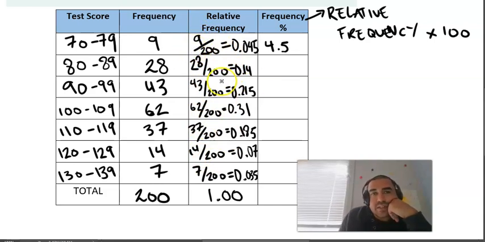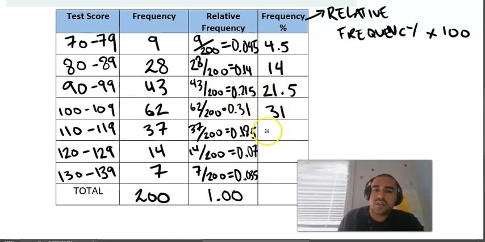But these are all the decimals that correspond to the relative frequency. And again, to get the frequency percentage, you just take the relative frequency, which is here, and multiply it by 100, or in other words, move the decimal point twice to the right. In this case here, we have 14. This one here is 21.5, 31, 18.5, 7, and 3.5.